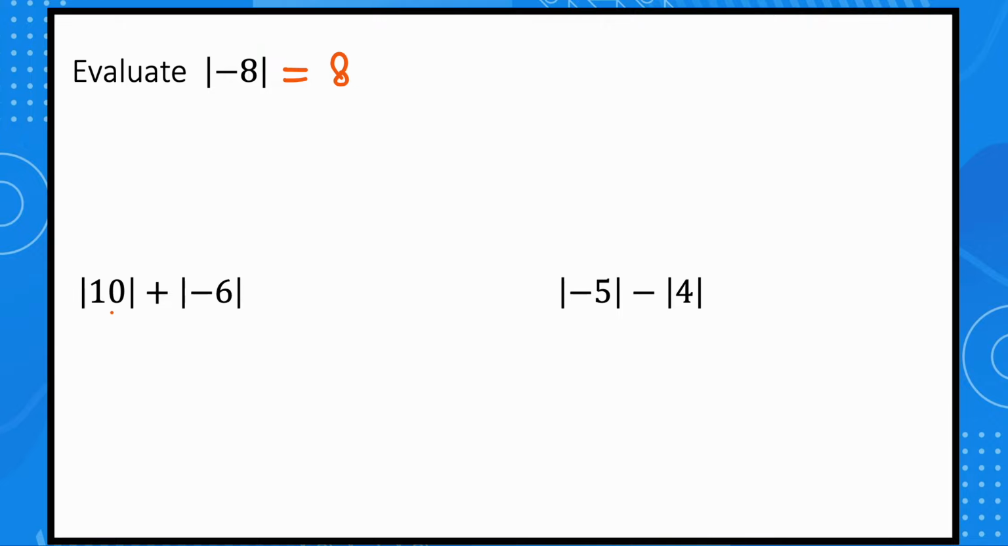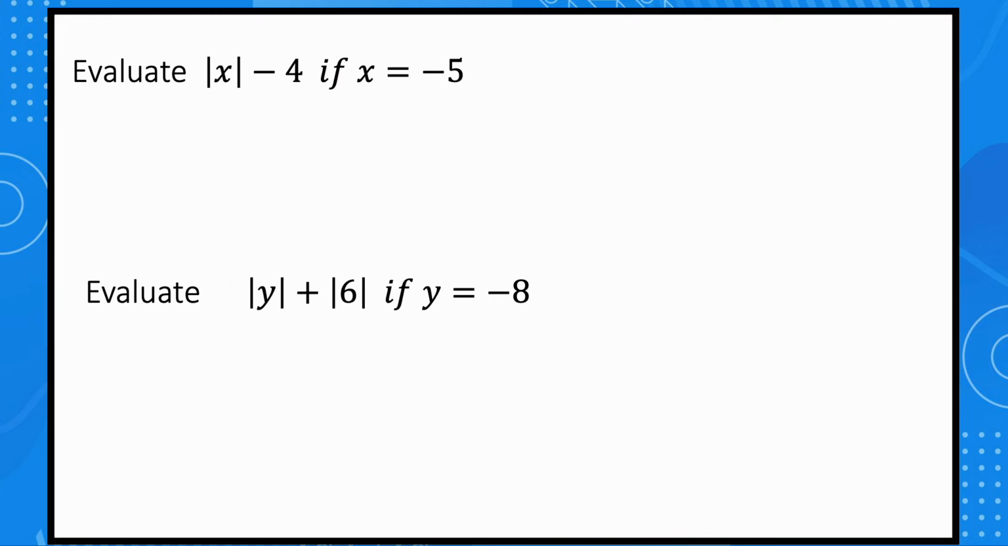Now if you have to evaluate this, the absolute value of 10 is 10 and the absolute value of -6 is positive 6, so your answer is going to be 16. Same way, the absolute value of -5 is positive 5, minus the absolute value of 4, which is 4, and 5 minus 4 is 1.